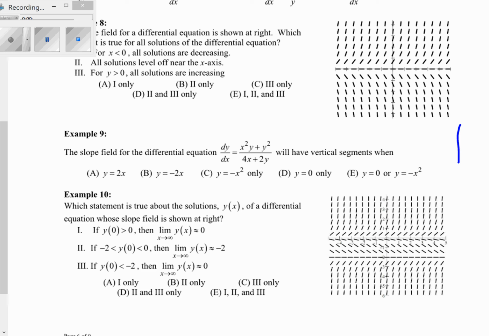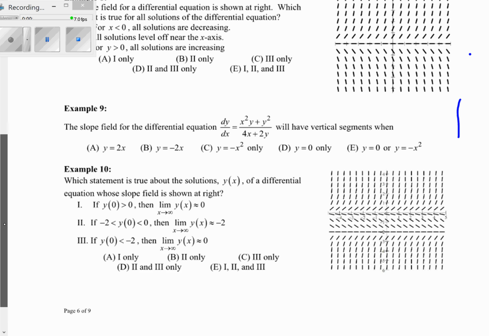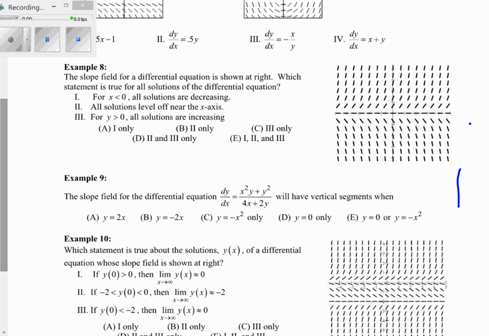Let's try a couple more examples. I'm not going to go over all of them in this video. I might not even go over all of them in class. So I think that you can do it. I just think that we can spend our time a little bit more wisely because I think you guys are getting this pretty well. All right, so here's a slope field for example 8.